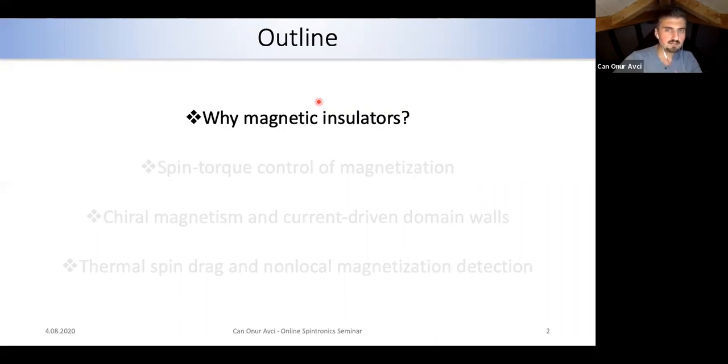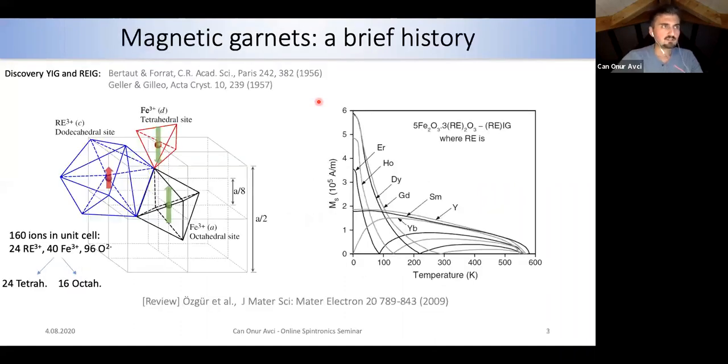All right, why magnetic insulators? Magnetic insulator is a very large family. So I will mostly speak about magnetic garnets. Magnetic garnets have been known and studied for more than 60 years. These are the first papers that I could find where they report the discovery of yttrium iron garnet and rare earth iron garnet. So it's really more than 60 years.